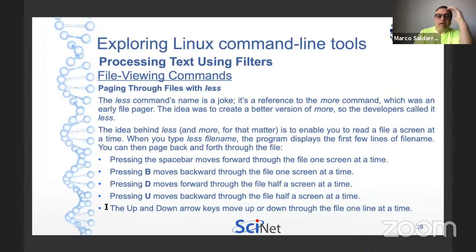Less basically is the same, but it has other subcommands that help a lot. So the purpose is to read a file one screen at a time. If you press the space bar, you move forward through the file one screen. And you press B, you are moving backward. So let's say, for example, after pressing the space bar several times, I am in the middle of the file, but I want to move backward to see again something that probably I missed. So I press B and I move backward one screen at a time. D moves forward half a screen at a time. And U moves backward half a screen at a time. The up and down arrows can move up and down one line at a time.